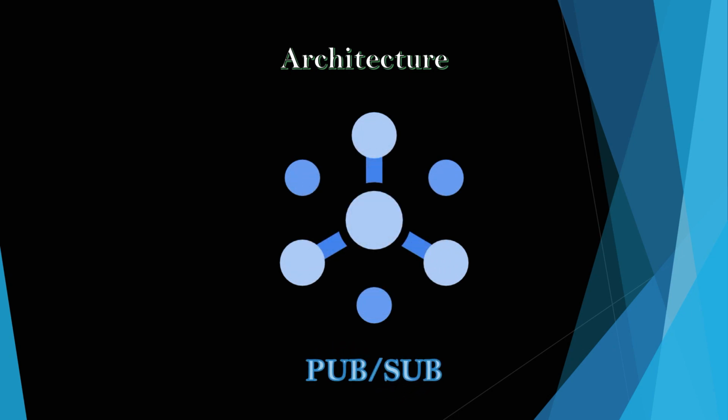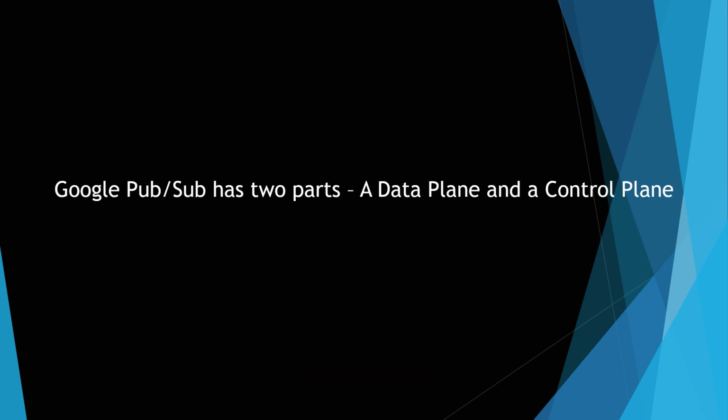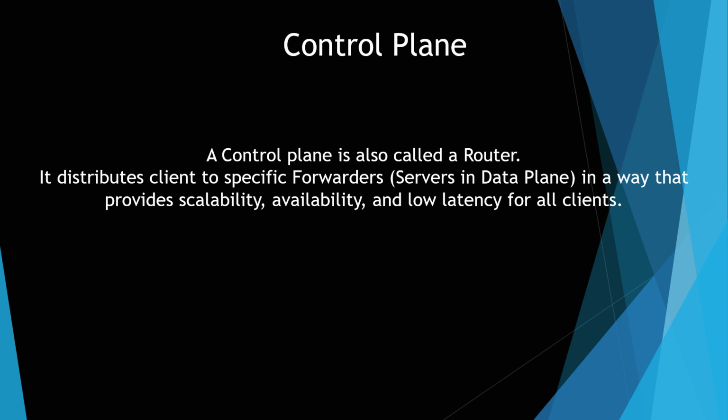In the previous video, we have seen the benefits and the capabilities of PubSub. In this one, we are going to look into the architecture of PubSub. Google PubSub has two parts. One is the data plane and the other one is the control plane. Control plane is also called router. That means it routes requests to data plane. It distributes clients to specific forwarders. Forwarders are the servers in data plane, in a way that provides scalability, availability, and low latency for all clients.